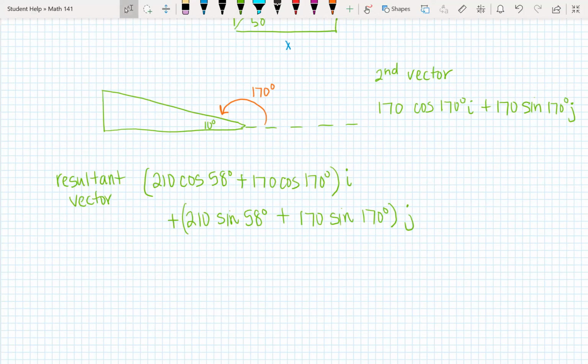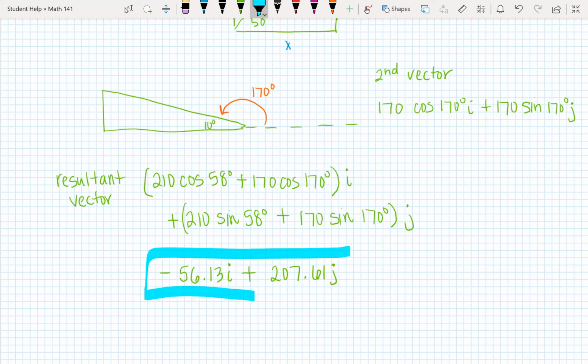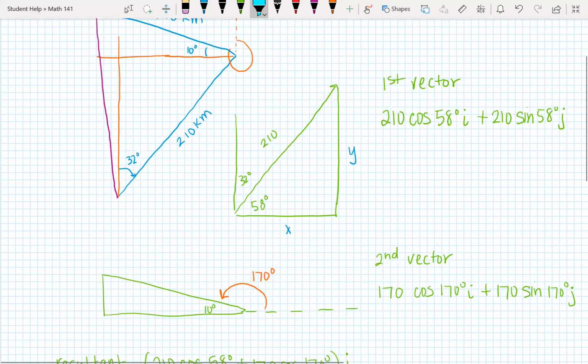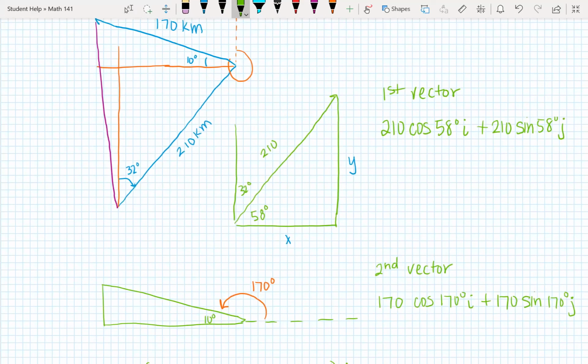And we get negative 56.13 I plus 207.61 J. So looking back at our picture, we're looking at that magenta vector, and those are the components that make up this triangle here.